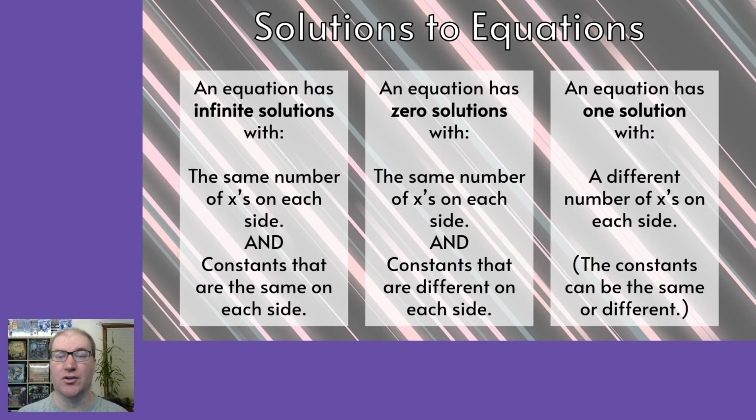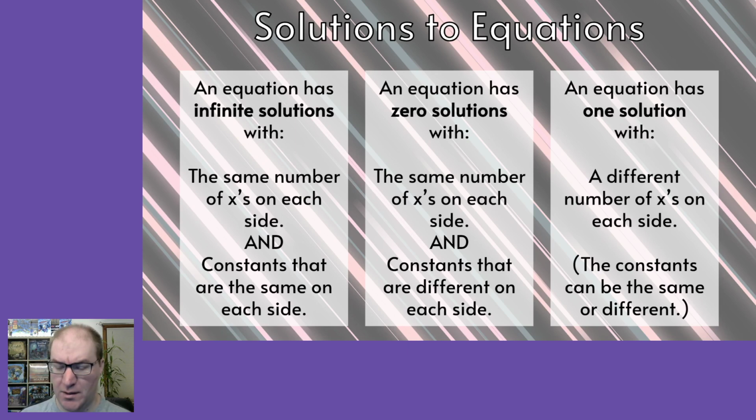So here's a quick summary. If an equation has infinite solutions, it's because it has the same number of x's on each side and constants that are the same on each side. An equation with 0 solutions has the same number of x's on each side, but the constants are different. And an equation with 1 solution has different x's on each side, and the constants don't actually matter.